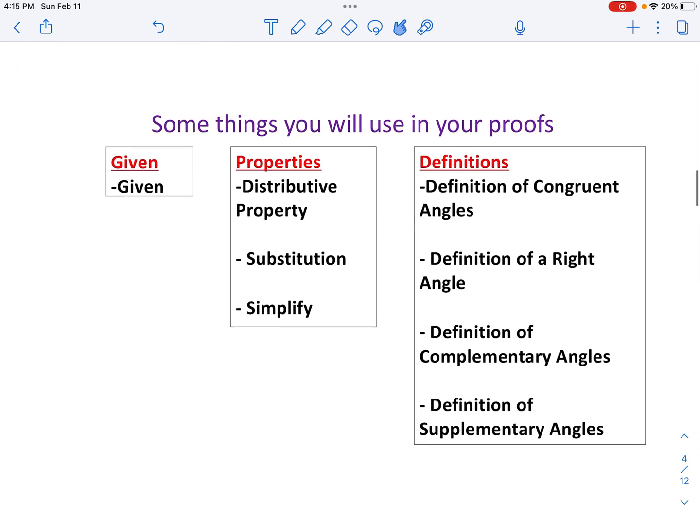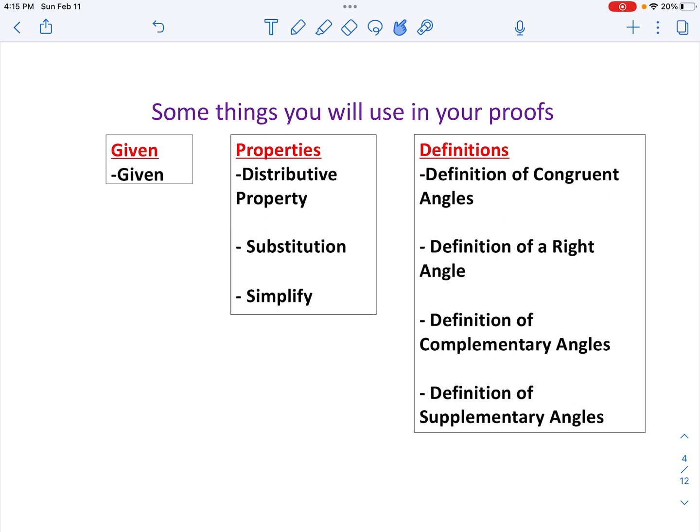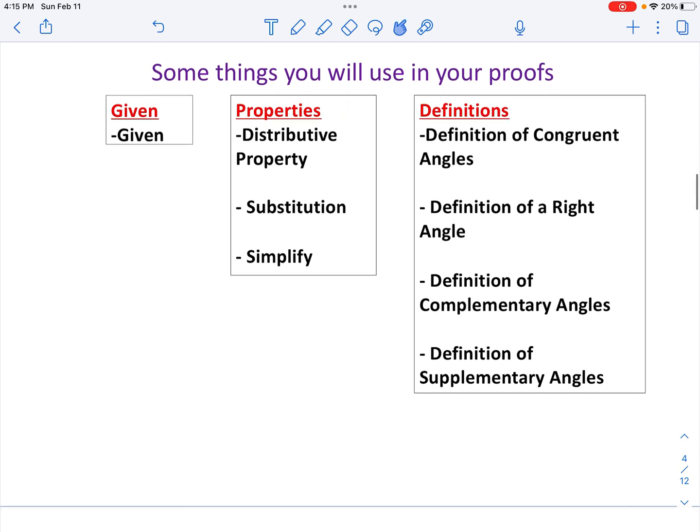Okay, some things that you will use as reasons in your proofs. One of the more common ones will be, if the information is given, your reason then is, it was given to us to be true. Okay, well, that's pretty easy. Some other things that you may see, like distributive property, substitution, simplify, those are properties. And you can also use definitions. So definition of congruent angles, maybe definition of a right angle, definition of complementary angles and supplementary angles, which we all know already. So those are just some things you're already familiar with. You just formalize that a little bit.